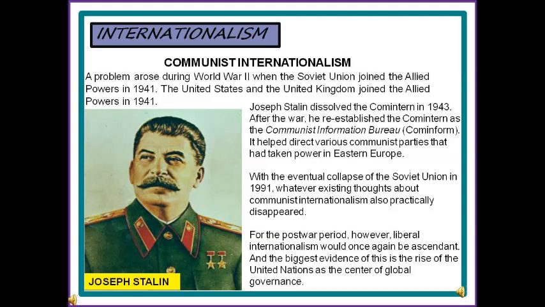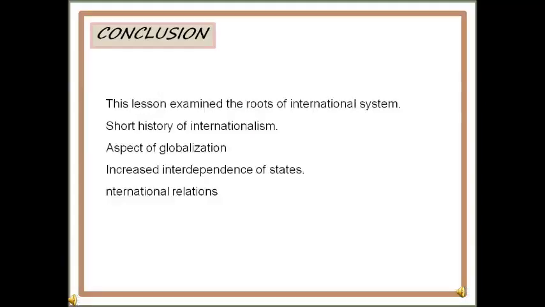For the post-war period, however, liberal internationalism would once again be ascendant, and the biggest evidence of this is the rise of the United Nations as the center of global governance. For the conclusion, this lesson examined the roots of the international system. It also discussed the short history of internationalism. There is also an inclusion of the aspect of globalization and the increased interdependence of states.